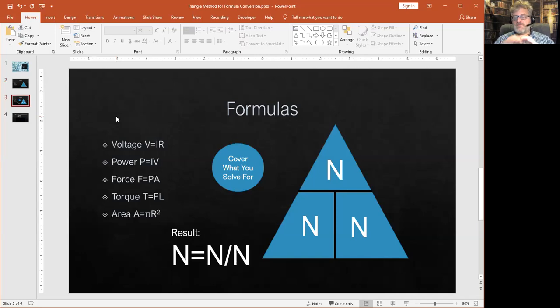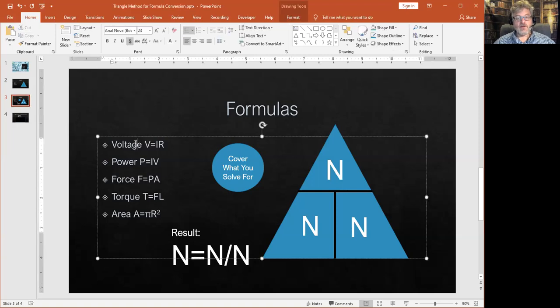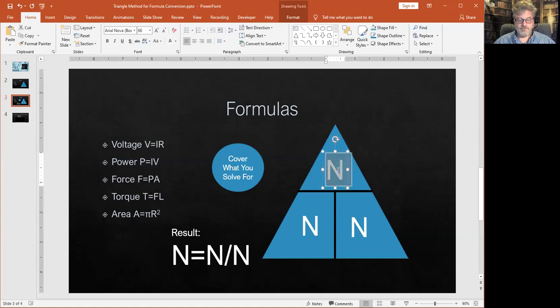So there's two steps to figuring out how to apply the formula. The first step is load your formula into your triangle. And so I'm going to do that very quickly. The formula I'm going to load in first is V equals IR. You always load the V side, or the side that you're solving for, or the side where you have a single variable, load that into the top of the formula. So I'll just type in V.